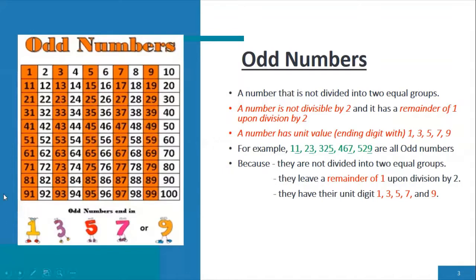Here is a chart given on the left side of numbers from 1 till 100, and in these numbers there are orange bars. For all the numbers in these orange bars, you can see their last digits or unit values are 1, 3, 5, 7 or 9. So all those numbers which have such digits as their unit values cannot be divided by 2, and if we divide them by 2, we get a remainder 1. So these are called odd numbers.